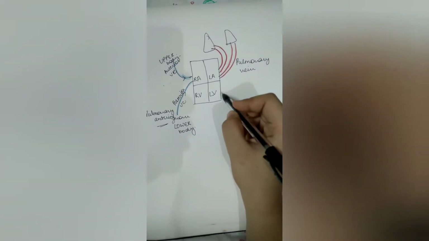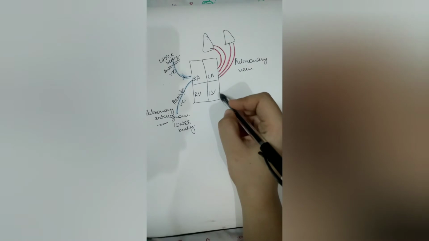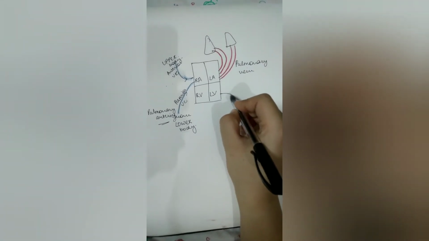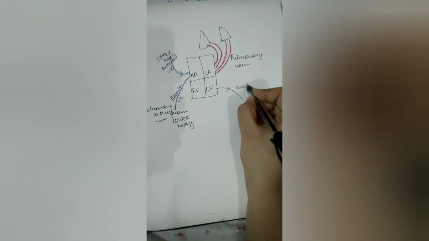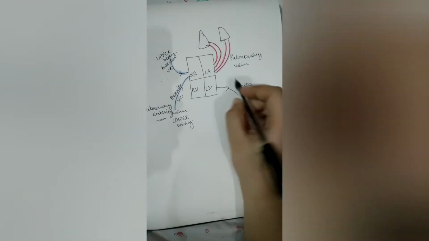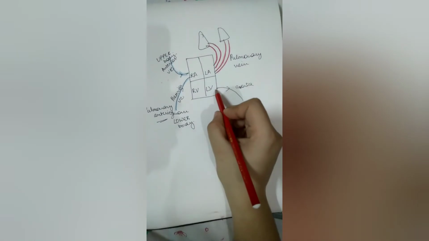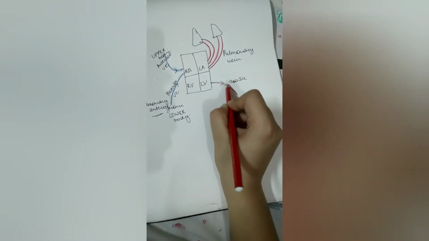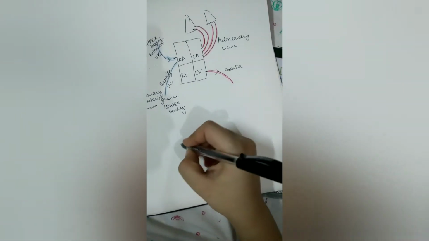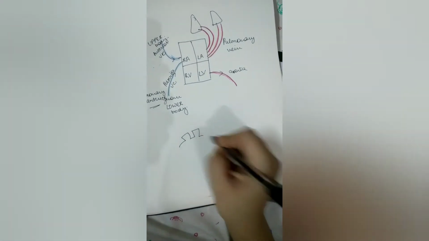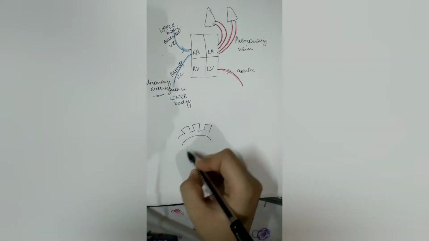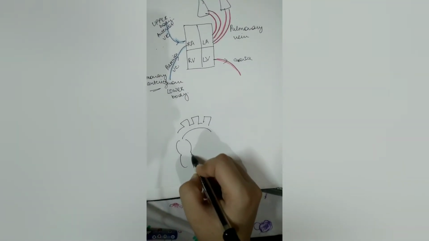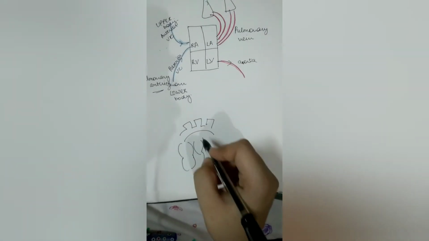Then we have one which is leaving the heart, that is aorta, from the left ventricle. This is aorta. So it carries oxygenated blood to the rest of the body. It doesn't come out like this, but it makes an arch over the heart like this, which you can see.